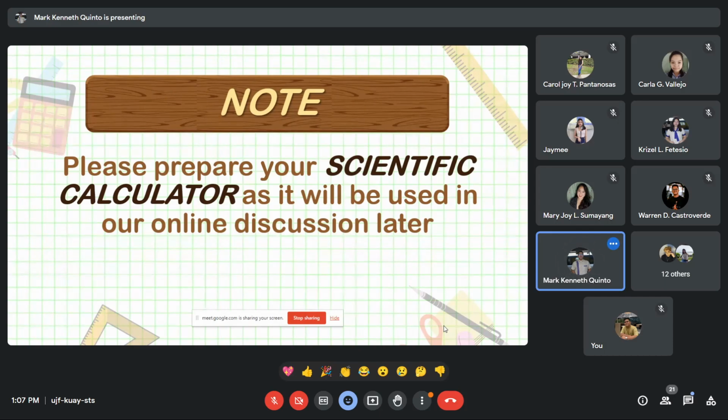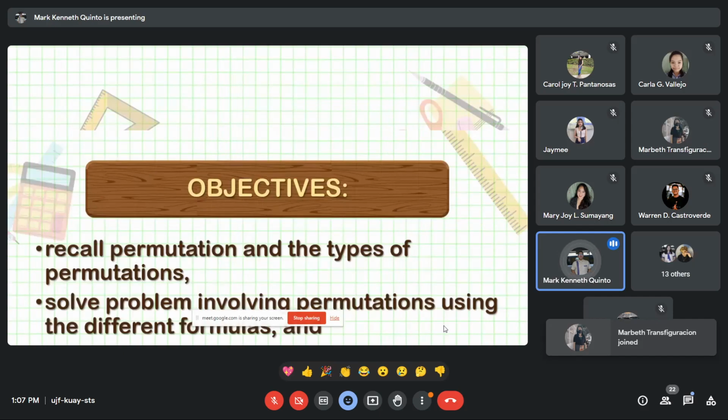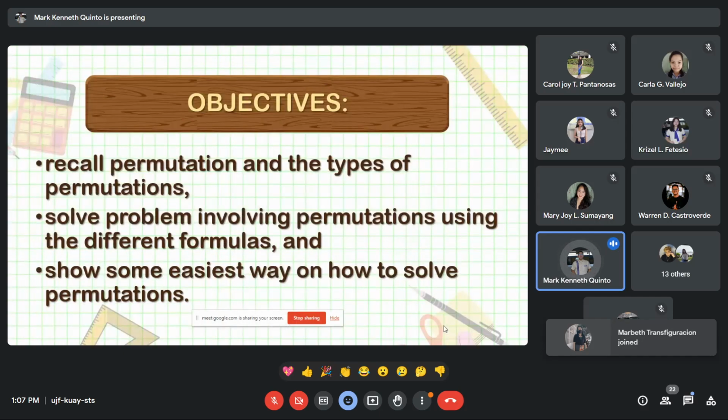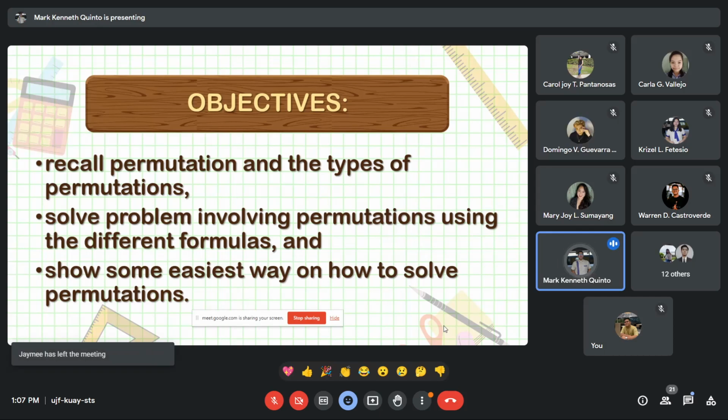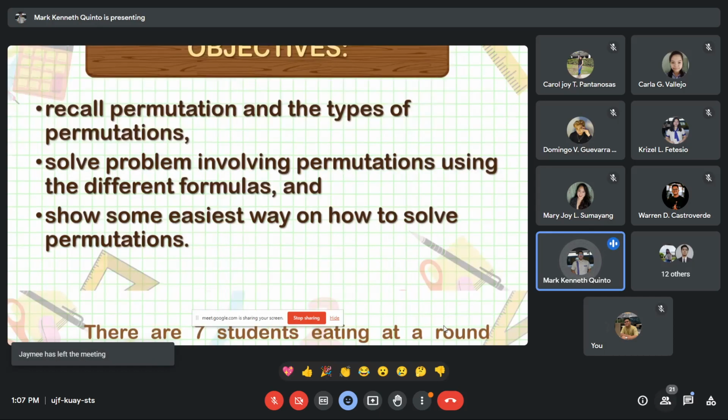of solving permutation. For my objectives for today, first, we recall the permutation and the types of permutations. Second, solve problems involving permutations using the different formulas. And of course, show some easiest ways on how to solve permutations. Before we proceed to the discussion, I have here a question.